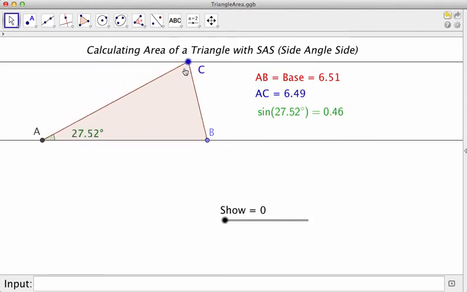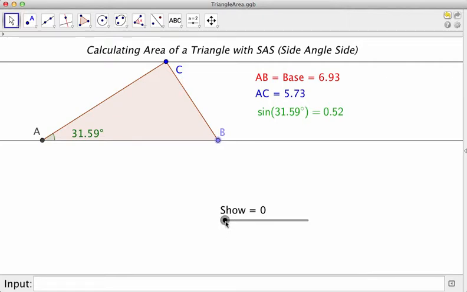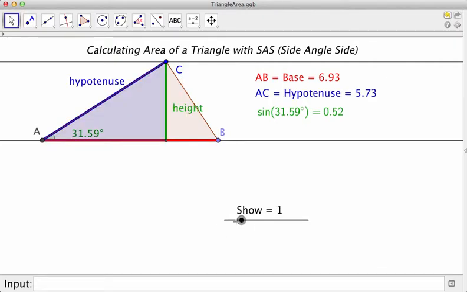Now we can move C just along this horizontal line here. Same with B. We can change these. So the first thing we're going to do is create inside this triangle a right triangle by drawing a perpendicular line from C to AB. That segment that we create is the height of both this right triangle as well as the height of the original triangle ABC. Side AC is now the hypotenuse of this triangle right here.